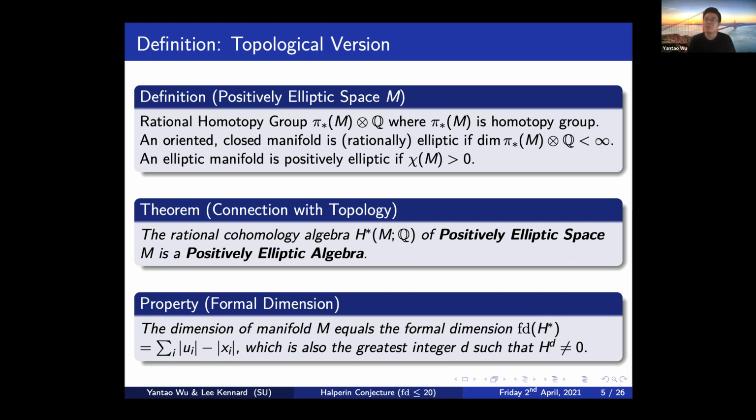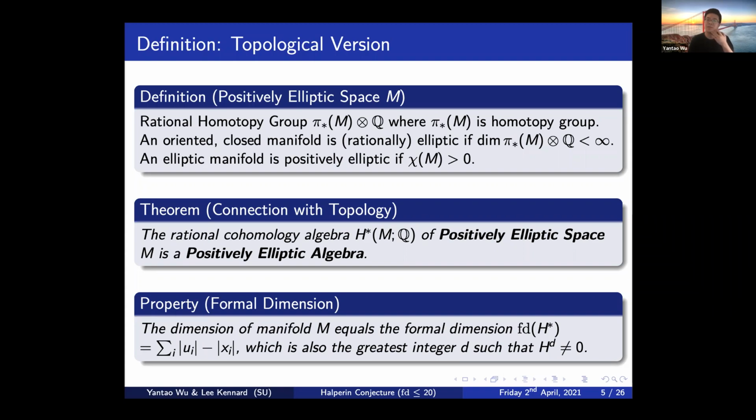So let's first explain why we use H star, because it's a cohomology algebra. On one hand, a positive elliptic space is the underlying manifold of a positive elliptic algebra. And on the other hand, a positive elliptic algebra is the algebraic structure of some positive elliptic space. The last property here is the formal dimension. Why do we call it a dimension, rather than just another parameter? It's a dimension because it is the dimension of some underlying manifold M. So if we have formal dimension 6, it means the underlying manifold has dimension 6. When we say formal dimension at most 20, it means the dimension of the manifold is at most 20.